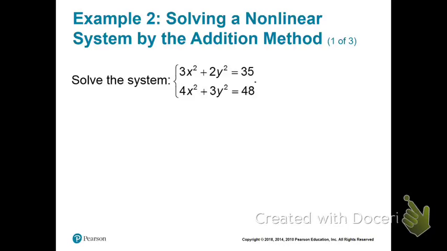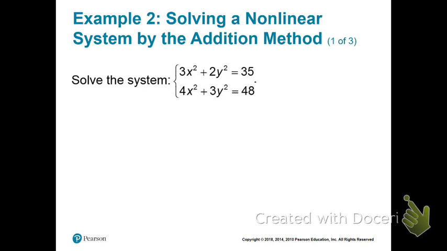All right, on example 2, it says solve the system. Well, we can't use substitution on this one. We can't solve for just x or just y without involving a square root and a fraction, right? And we don't want that. So the other way that we talked about solving systems was the addition or the elimination method.